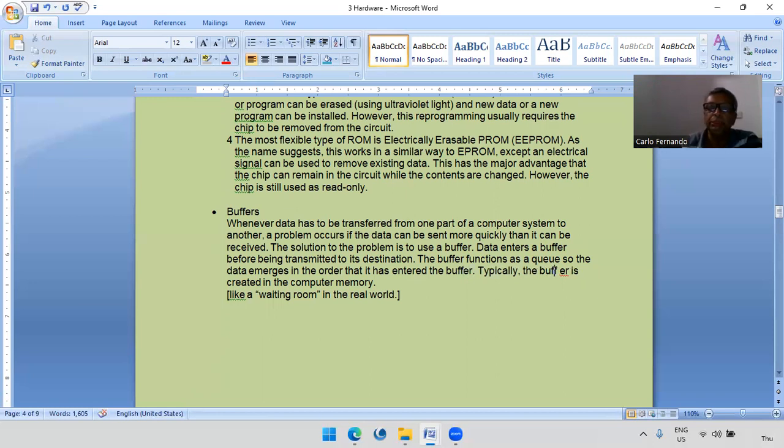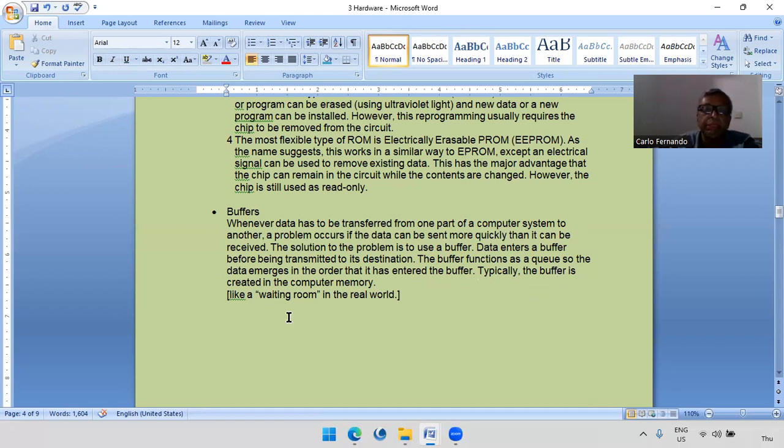Right? So you keep it in a place, and you may have seen certain places where, when a lot of people are coming, you send only about 5. When Corona started, supermarkets allowed only 20 inside, depending on the size of the capacity. So you just keep them there. Typically, the buffer functions as a queue, so the data emerges in the order that it entered the buffer. So first come, first served. The first one who came is at the front of the queue, and then likewise.